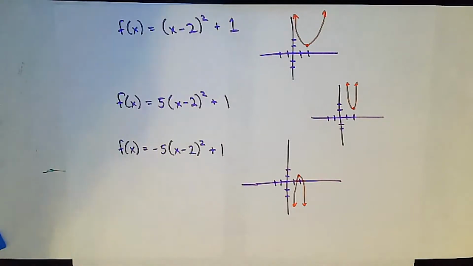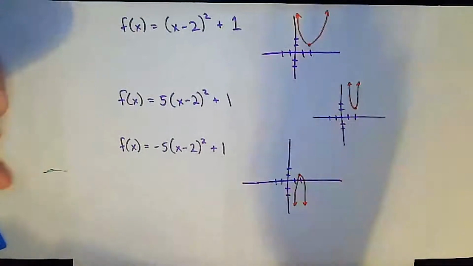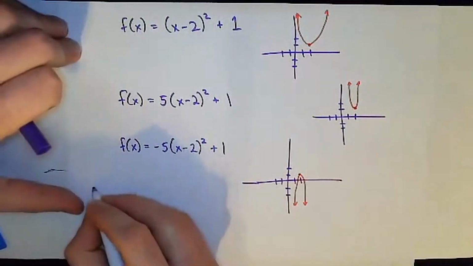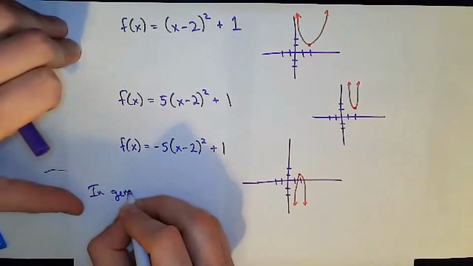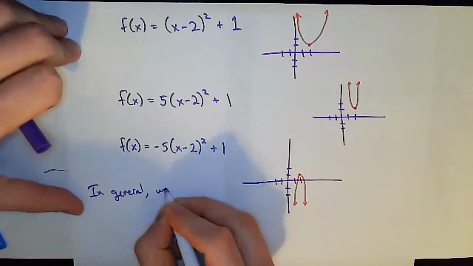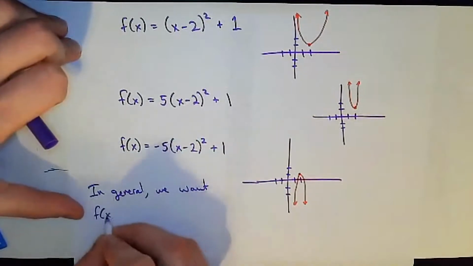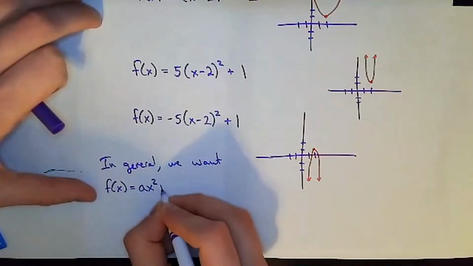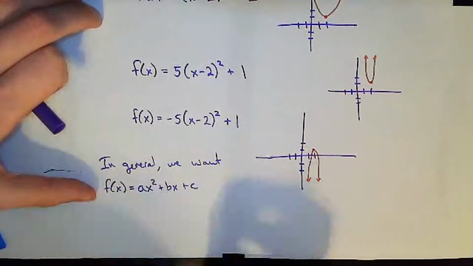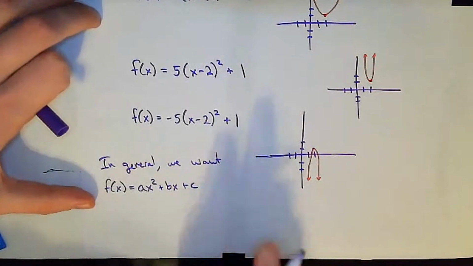Okay, now the question is, in general, we want f of x, which is equal to ax squared plus bx plus c, because we don't know how to graph something like that when it's in that form.